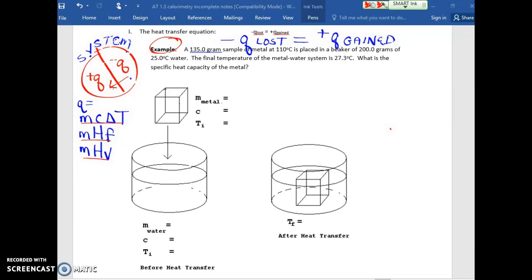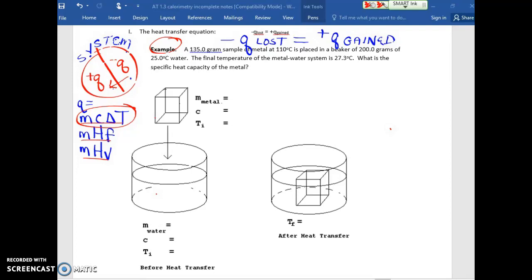I was saying, when we look at this first example here, I have a metal cube and I have a sample of water. They both change temperature. Because they both change temperature, we're going to be using this equation twice, once for the side that's lost, and once for the side that's gained. But more about that in a moment.